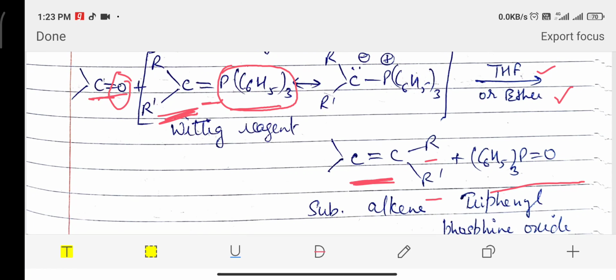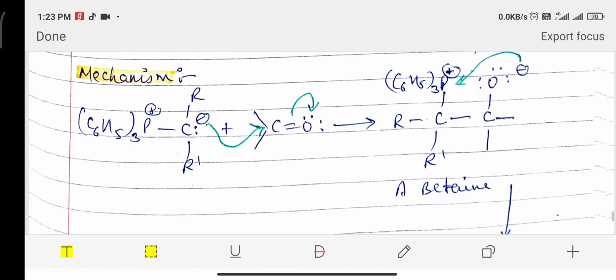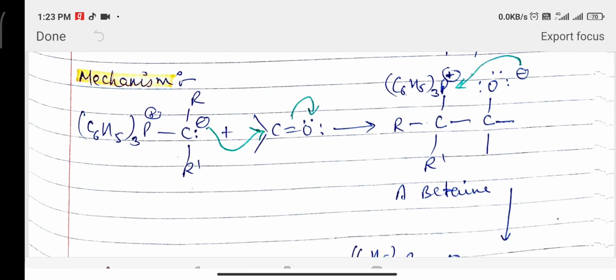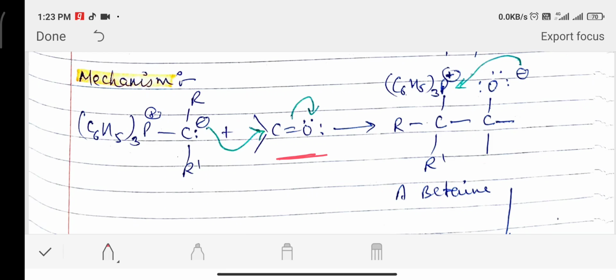So next is its mechanism. In its mechanism, the aldehyde or ketone is attacked at the carbon. Here is the double bond O. If the electrons are moved to this, then this will have a negative charge and this will have a positive charge. So this carbon carrying the negative charge, that is the carbanion, attacks the carbonyl carbon and electrons move to oxygen.